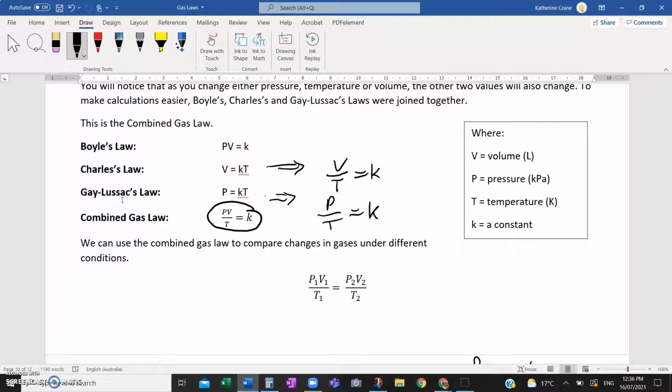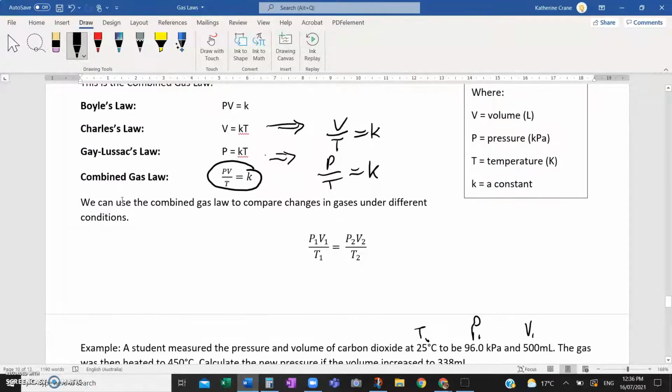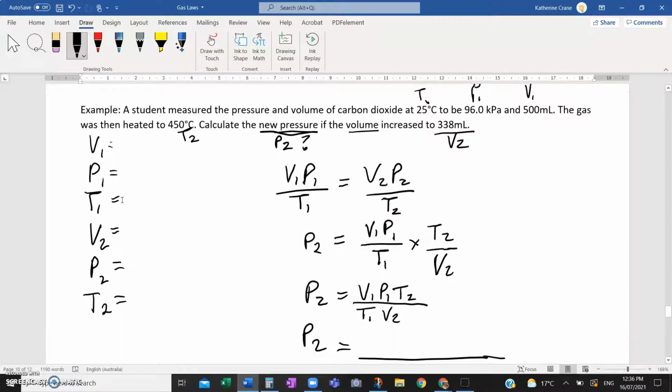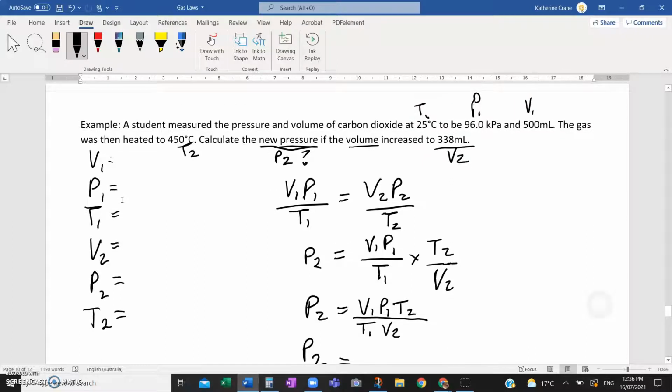And then we go to that changes one. We know that it's going to be constant for the same amount of particles. So it's really important you don't change how much you've got in there, because that will change them again. So P1 V1 over T1 is P2 V2 over T2, because the constants need to be the same. So here's an example of us using this equation.